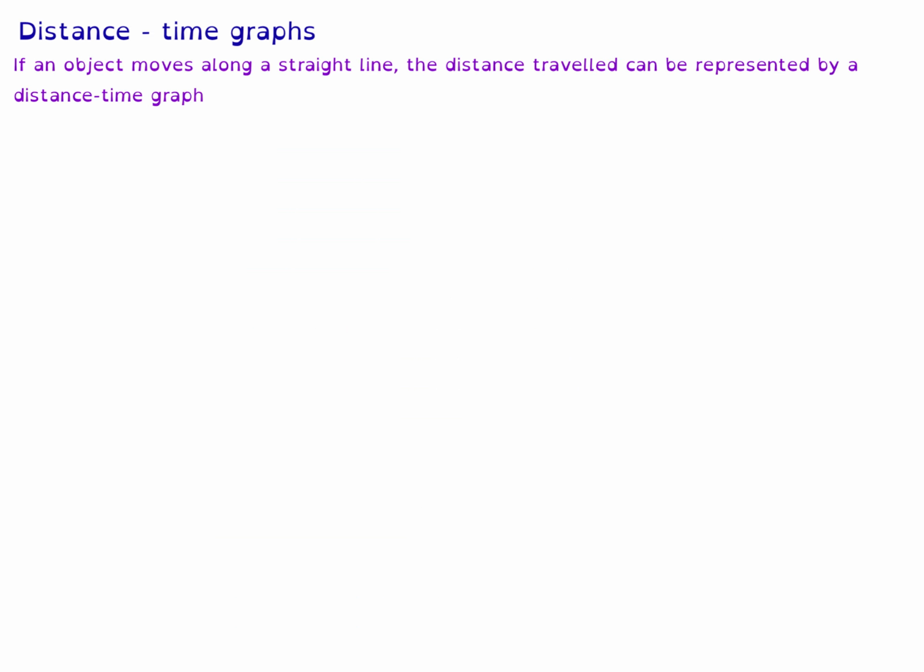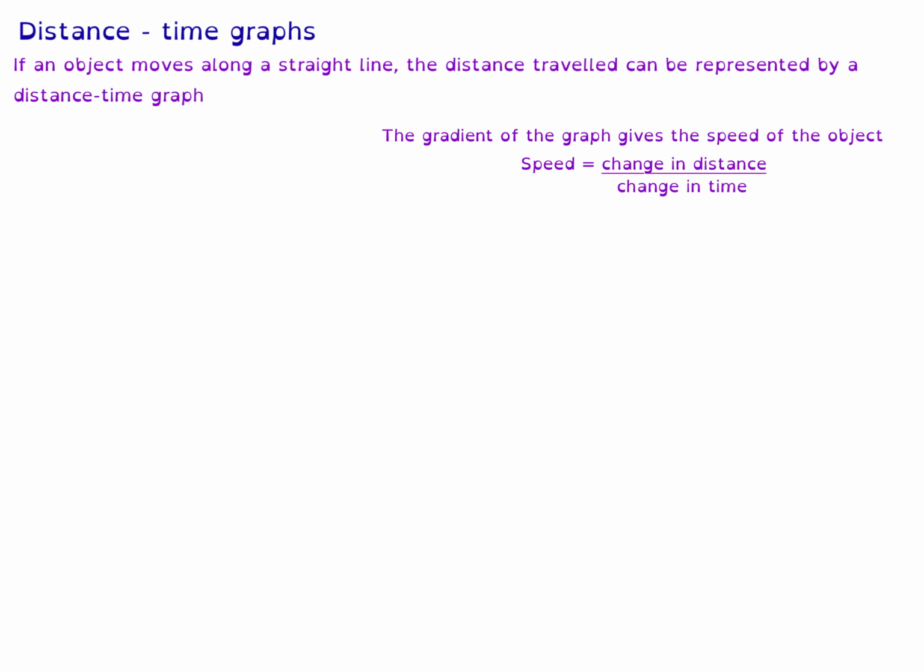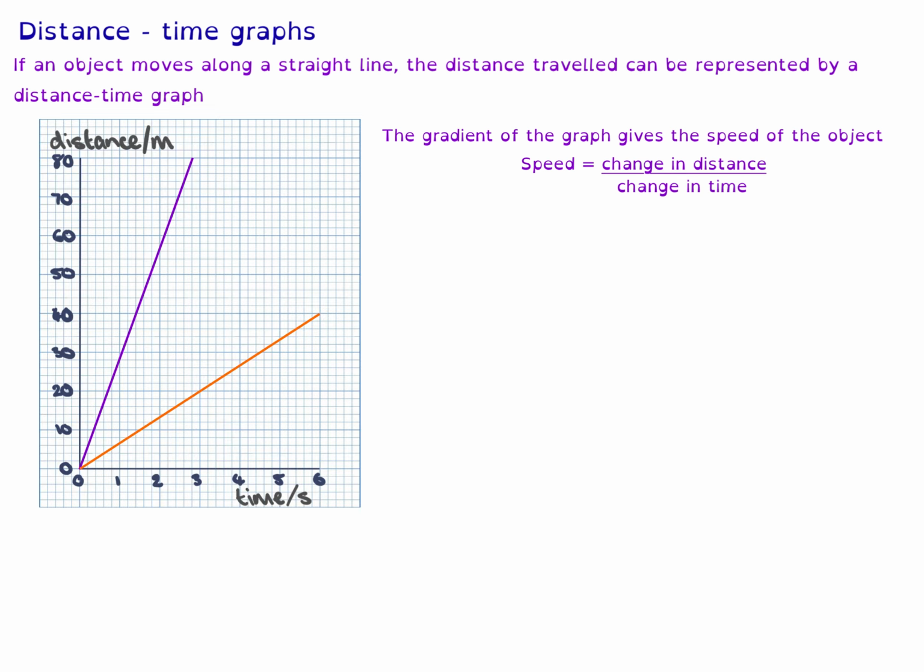If an object moves along a straight line, the distance travelled can be represented by a distance-time graph. The gradient of the graph gives the speed of the object. Speed equals the change in distance divided by the change in time. So in our first graph here, the purple line, we can read off our total distance and our total time. That gives us 80 divided by 2.8, so we have a gradient, our speed, of 28.6 metres per second.